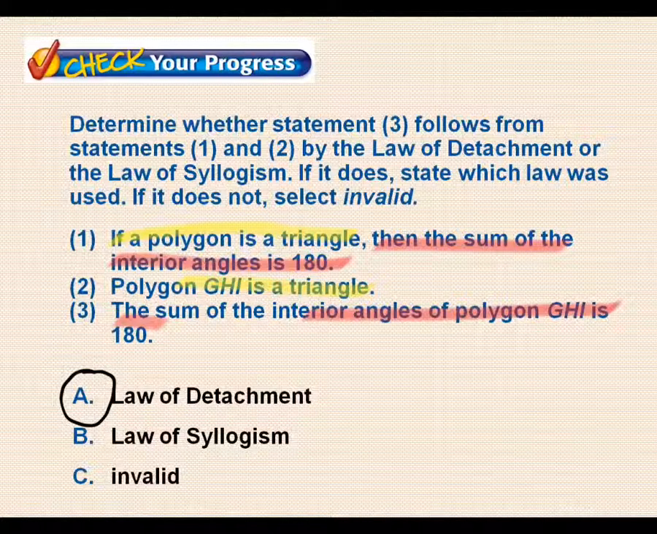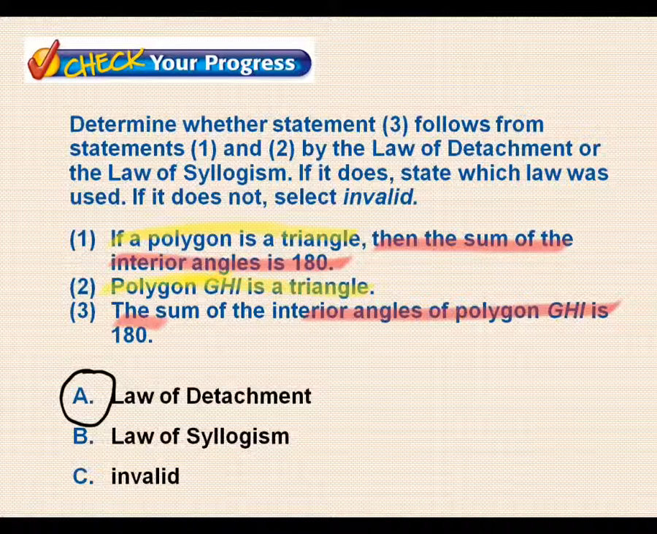What's detachment? Detachment has two statements. It says if P, then Q. And if P is true, then Q is true. Well, is polygon in that? Oh, true. Okay. Is polygon in that? The polygon of if a polygon is a triangle. The second one. You don't have a polygon. Right, yeah, I just missed that.